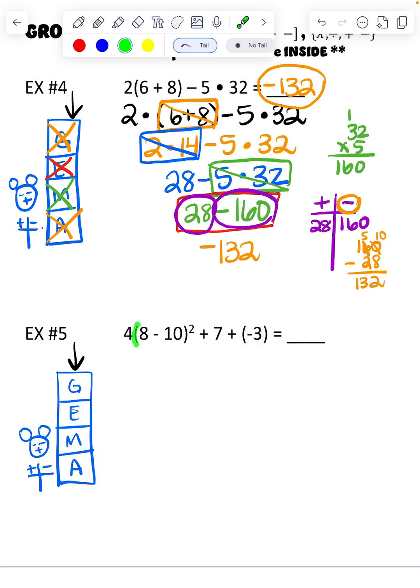But this parentheses up here has a number in front, which we know means multiply. So when I rewrite my problem, I'm going to rewrite that with a multiplication symbol so that I don't forget that that multiplication has to be there. And remember, when I rewrite my 3, I'm just going to drop the parentheses because it's just a negative. Now I can move through and box my grouping.